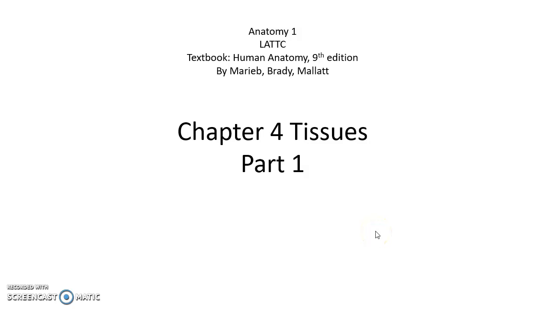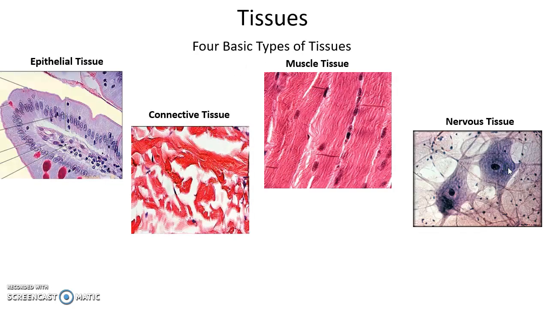So again, this is chapter 4, tissues, part 1. So it turns out there are 4 basic types of tissues in the human body. There is the epithelial tissues, as shown over here on the left. The epithelial tissues line the spaces of the body. Then we have the connective tissues. Connective tissues, a very diverse group that do many functions.